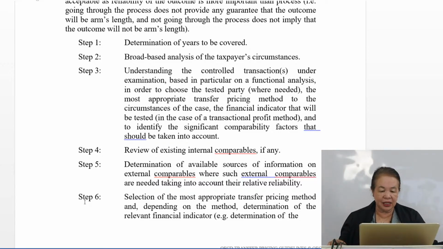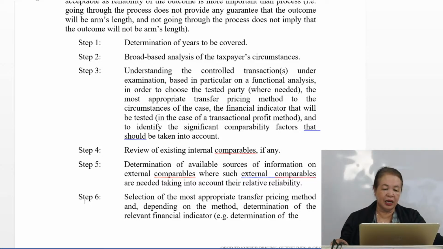Step 6, selection of the most appropriate transfer pricing method and, depending on the method, determination of the relevant financial indicator. Ano po yung relevant financial indicator? Ito yung net profit indicator in case of transactional net margin method. Ano yung profit indicator doon? Kasi net margin yung ginagamit.